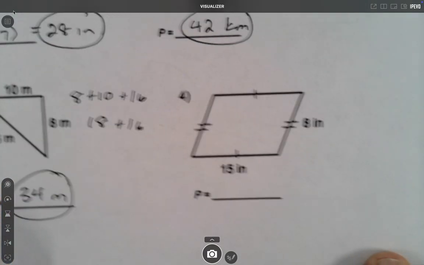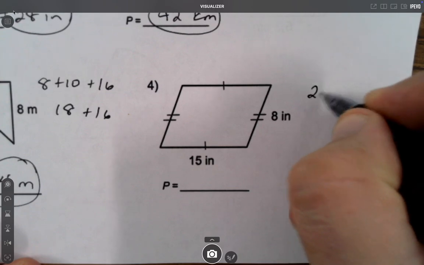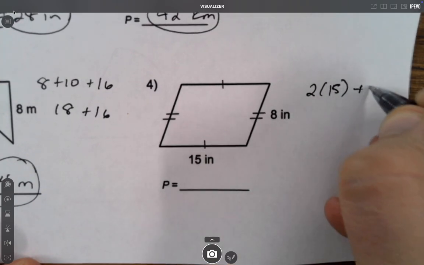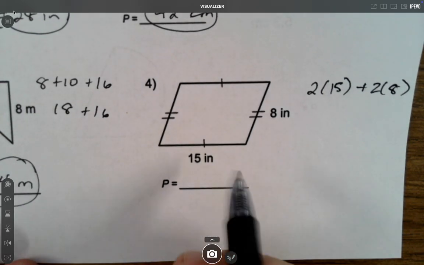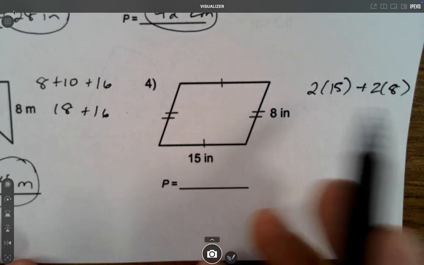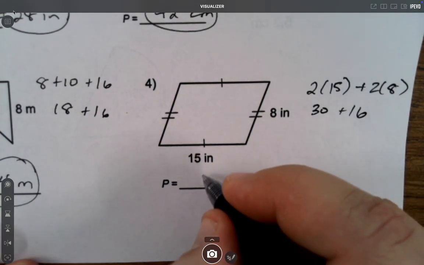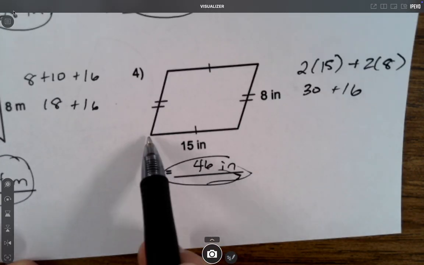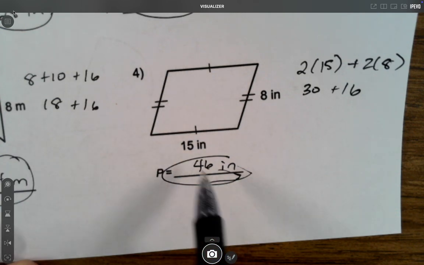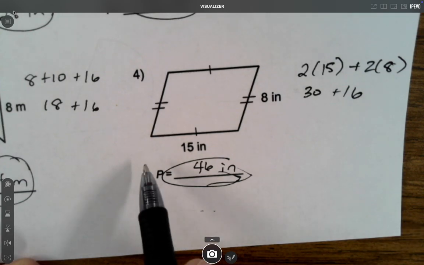And number 4 is a parallelogram. The process works pretty much identically to the way we do the rectangle. We do 2 times A plus 2 times B. And just like it is with a rectangle, it doesn't really matter which one you call A or B, as long as you double both and add them together. So 2 times 15 is 30, 2 times 8 is 16, so we get a total of 46 inches. And again, what we just found was the distance around each of these shapes. So if you were to walk around this shape, you'd have gone this far from beginning to end.